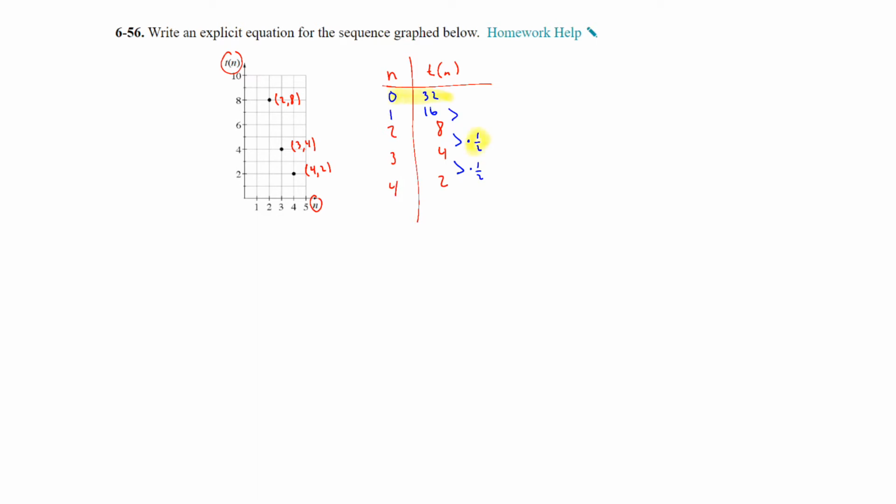And I also need what the multiplier is, which is 1/2. So we have everything we need to be able to write the explicit equation. T of n is equal to my initial 32 times my multiplier 1/2 raised to the n power. So there's how you write your explicit equation. The 32 is the initial, the 1/2 is the multiplier, because that's what's happening to get to the next term over and over again, and then raise it to the nth power.